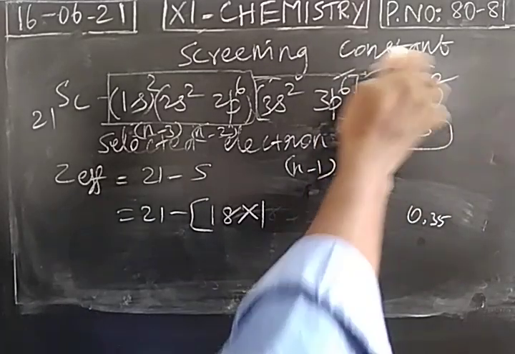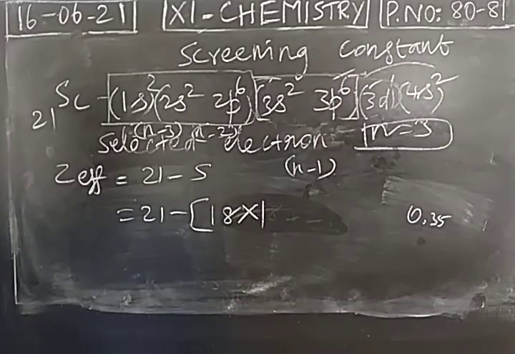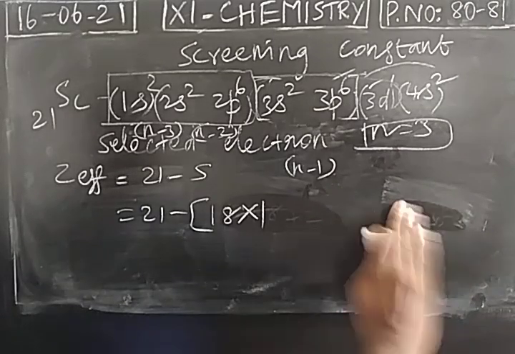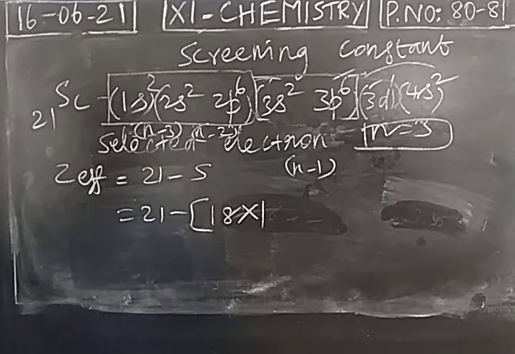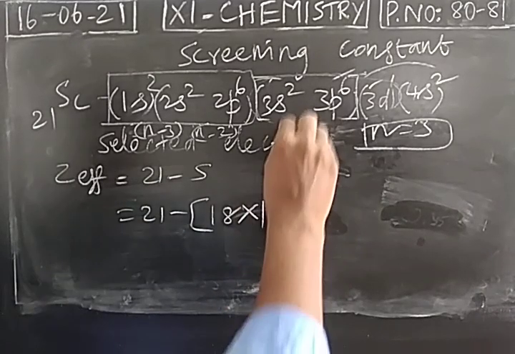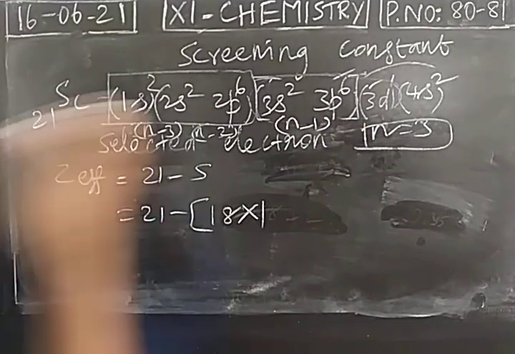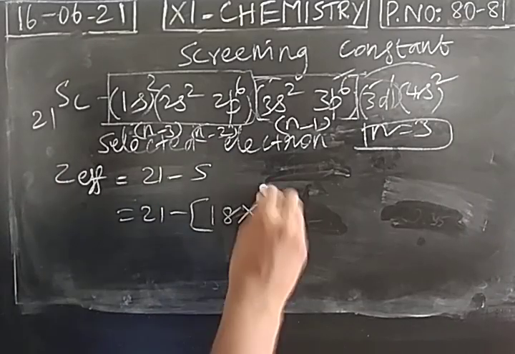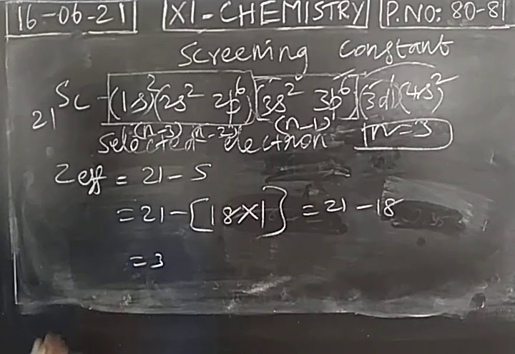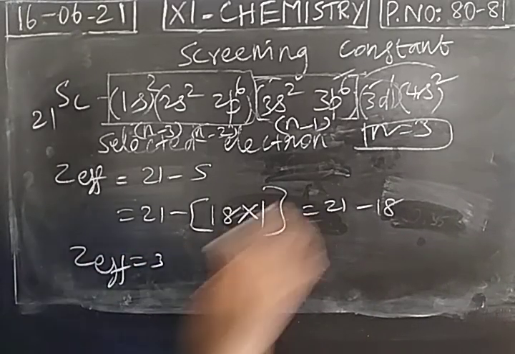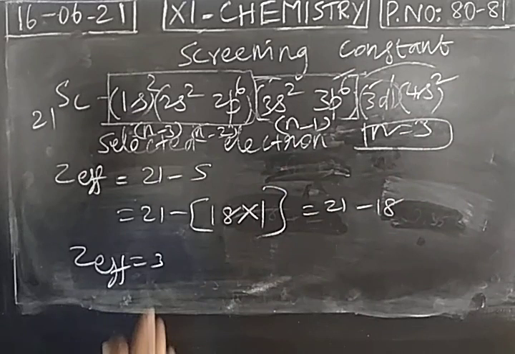So since we select 3d as a separate group, we don't have other electrons in the nth cell, we omit the 0.35 value. Remaining cells are assumed as inner cells. This is n-1 cell. Totally in the inner cells we have 18 electrons. So 21 minus 18. The effective nuclear charge of the 3d electron is also 3.